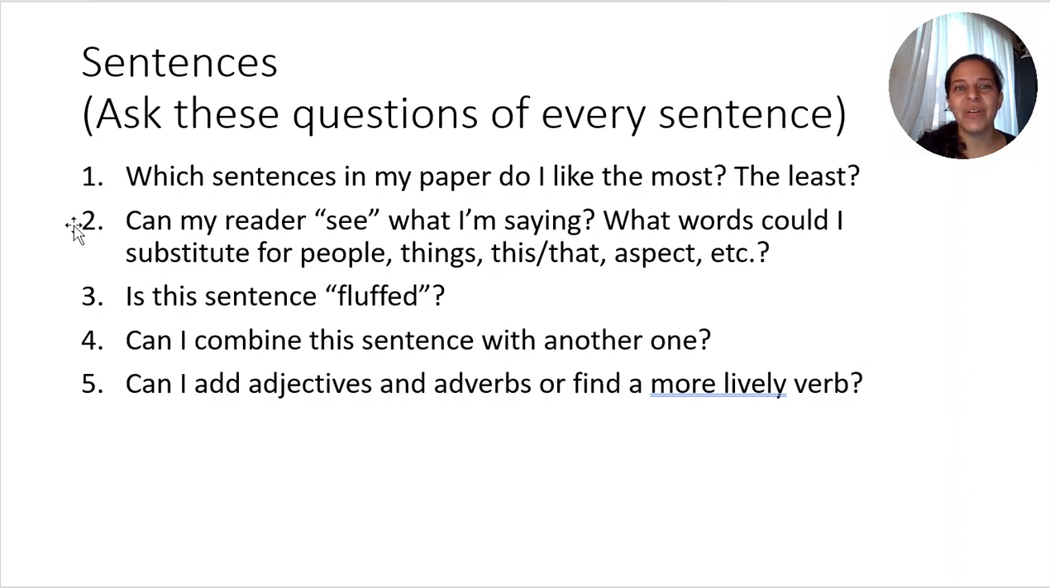On the sentence level, here are some questions you should ask of every sentence. Which sentences in my paper do I like the most? Which ones do I like the least? Can my reader see what I'm saying? What words could I substitute for people, things, this, that, aspect, etc.? Is this sentence fluffed? Can I combine the sentence with another one? Can I add adjectives and adverbs to find a more lively verb?